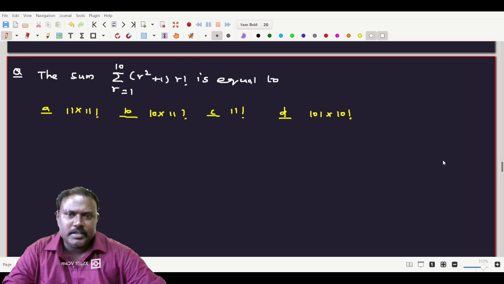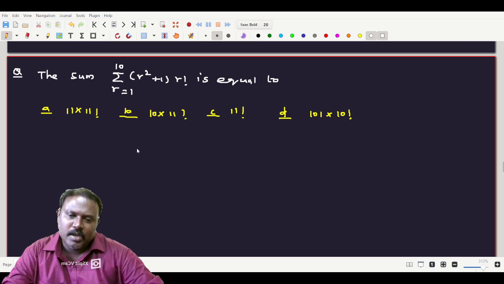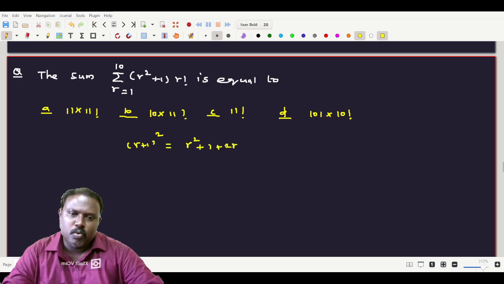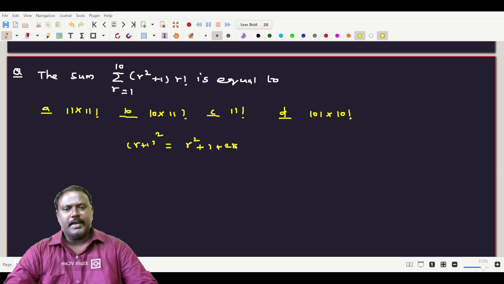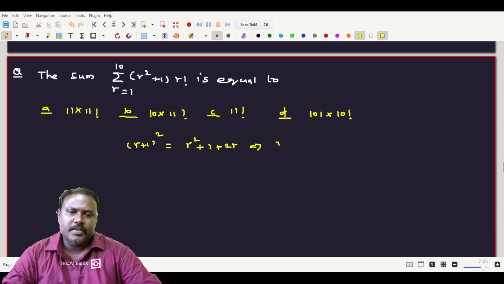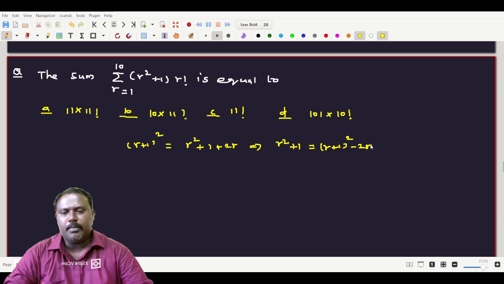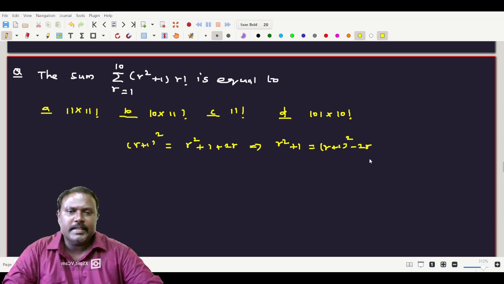What is given: summation r equals 1 to 10 of (r square plus 1) into r factorial. We need to find this summation. First, let us simplify this. Consider the quantity (r plus 1) whole square. I can write it as r square plus 1 plus 2r. From this I can say r square plus 1 is nothing but (r plus 1) whole square minus 2r.